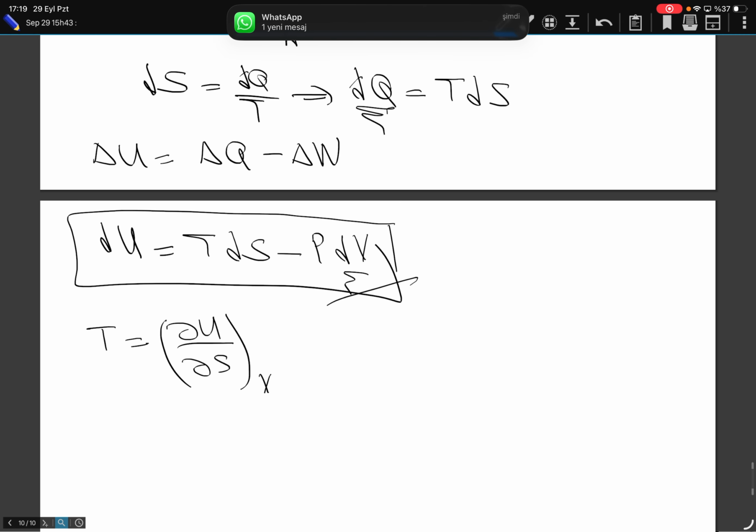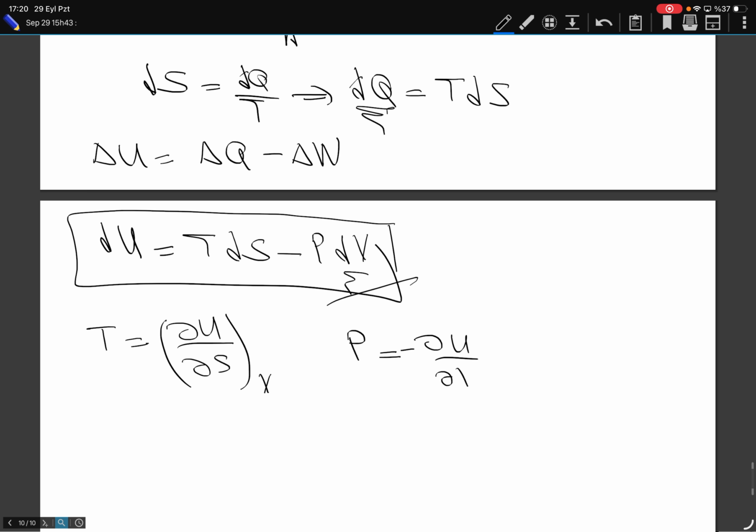Well, I can imagine a system where the entropy is constant. Entropy doesn't change, so dS will be 0. So pressure will be minus dU/dV. Again, I repeat, this is a relationship that relates changes in the volume, changes in the energy, changes in the entropy, and the pressure. And this equation is valid for any system that you can imagine.